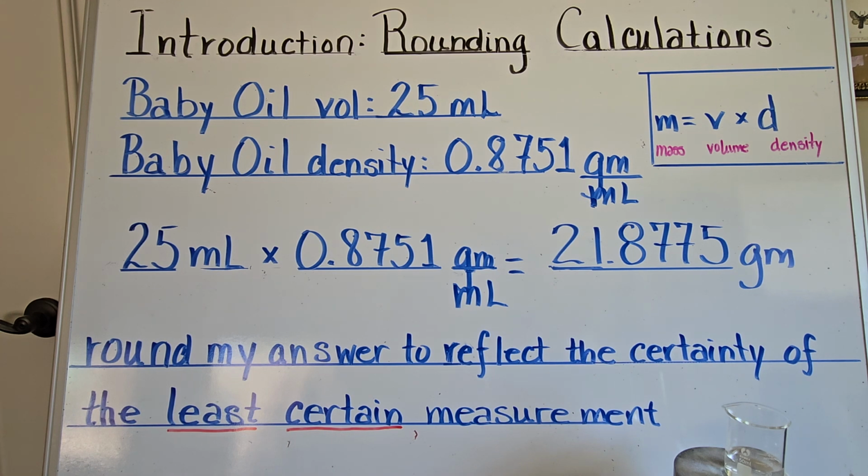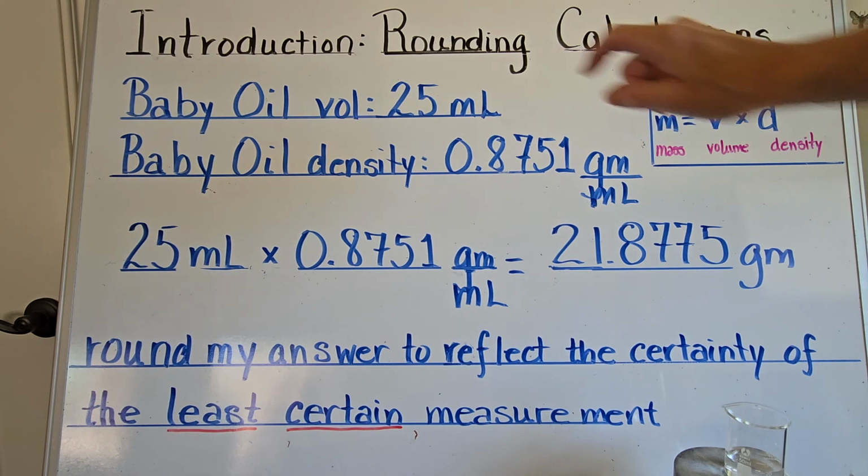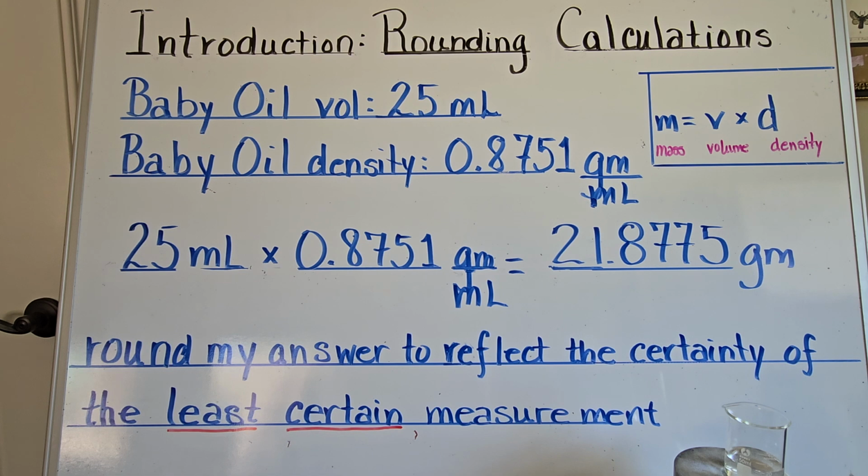I have measured a volume of baby oil in a beaker. It's about 25 milliliters. And I find out from the manufacturer, who's gone through rigorous testing of their baby oil, that the density of the baby oil is 0.8751 grams per milliliter. I can do a simple calculation, mass equals volume times density, to find the mass of that baby oil. And I've done it right here below.